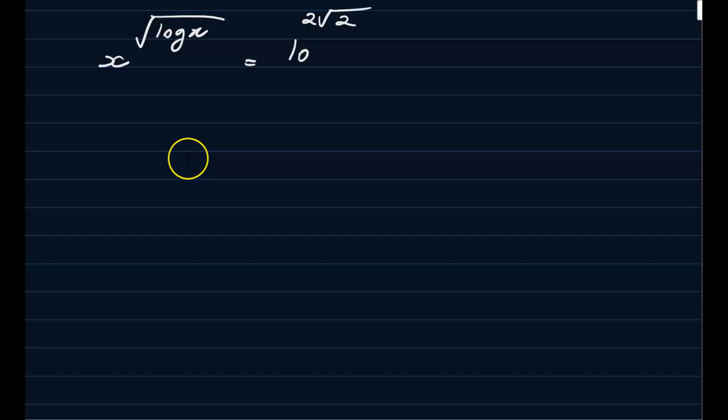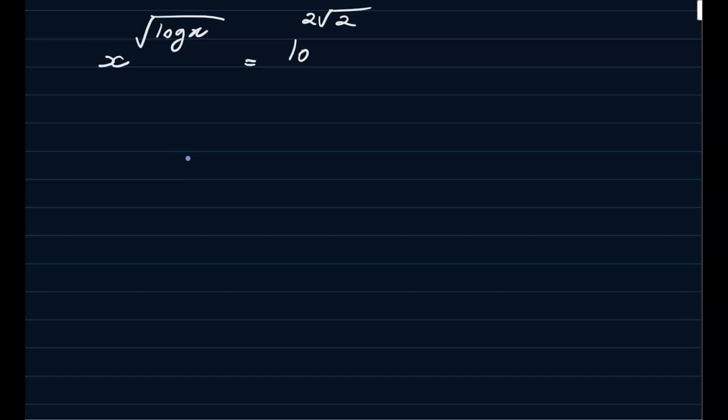Okay, hello. Let's look at logarithmic and exponential equations. It's just kind of mixed all in one. So here it is. We notice that the exponent of x is the square root of log of x, and we have that equal to 10 to the 2 root 2.